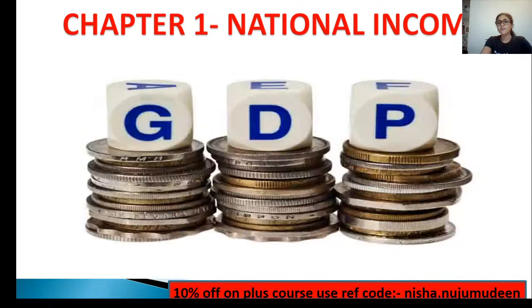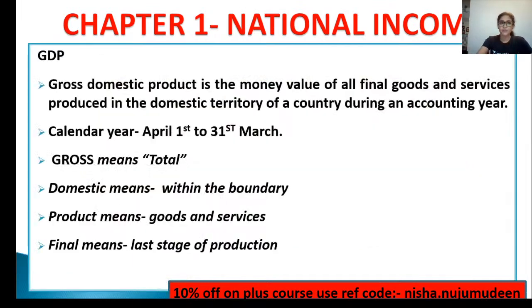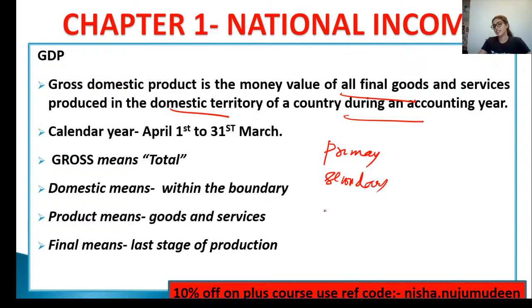So now the first concept is GDP. What is GDP? Gross domestic product. Before going to the definition, let me show you the definition, then I'll tell you. What is the definition? The money value of all final goods and services produced in the domestic territory of a country during an accounting year. Take care. Now, I am going to give an example to you. You have the primary sector, you have the secondary sector, you have the tertiary sector.